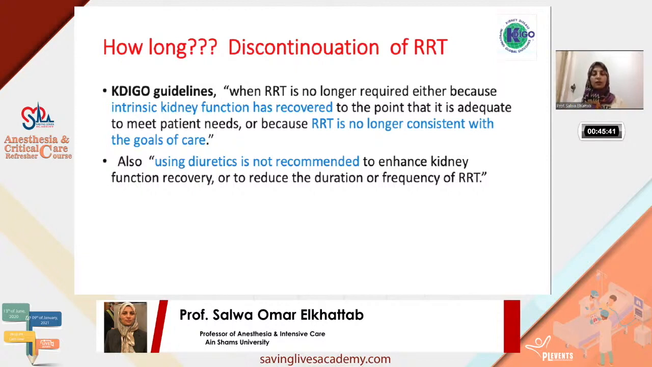The guidelines do not recommend using diuretics to enhance kidney function recovery or to reduce the duration and frequency of RRT. It's not recommended to give diuretics for this.